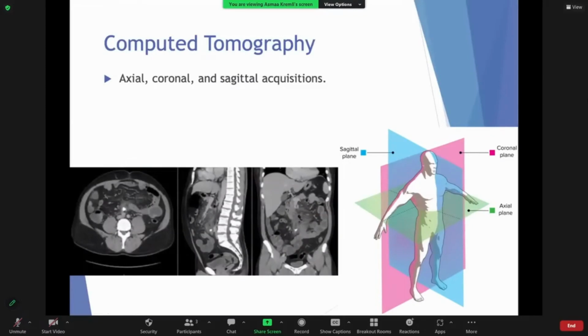So in general, when we read or interpret CT scans, we have to see all 3 acquisitions or 3 planes in order to localize and characterize a certain lesion or structure.